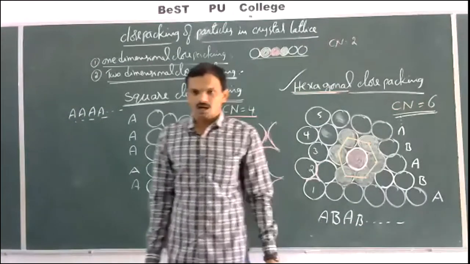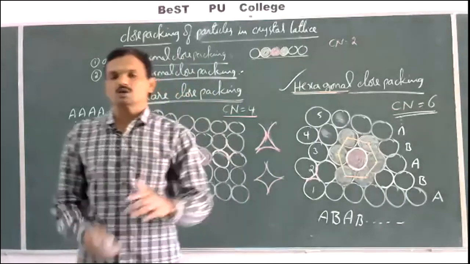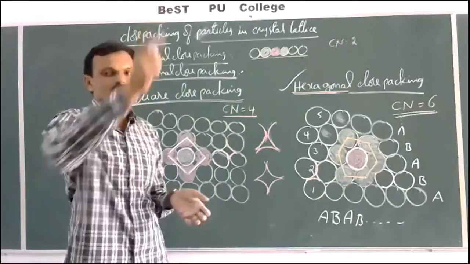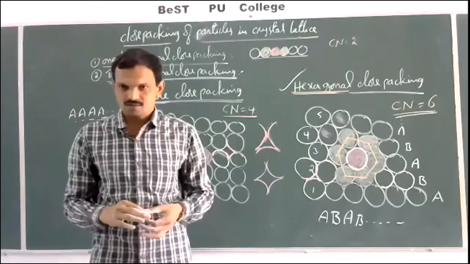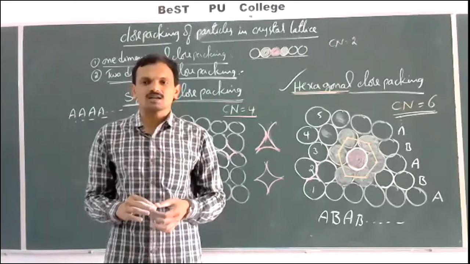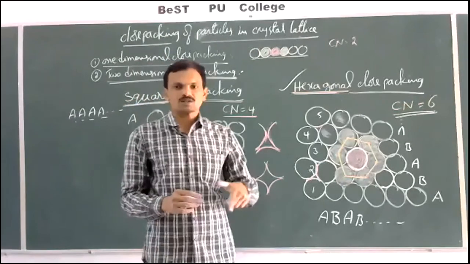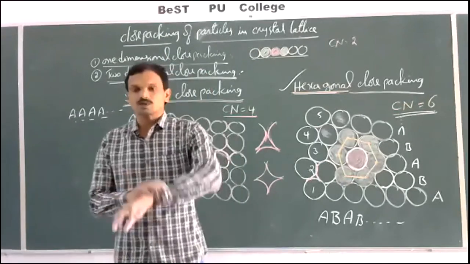Now from this two-dimensional close packing we can get a three-dimensional close packing, again in different ways. In 3 different ways we can get a three-dimensional close packing from two-dimensional close packing. That we will discuss in tomorrow's class.